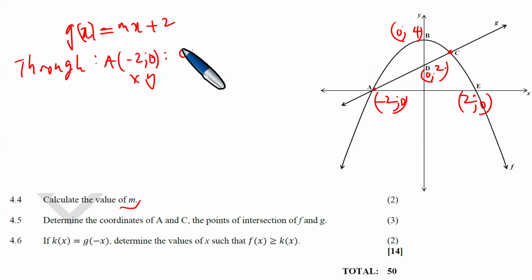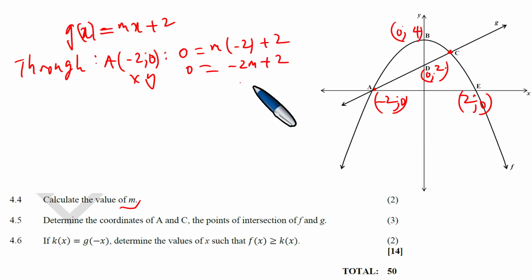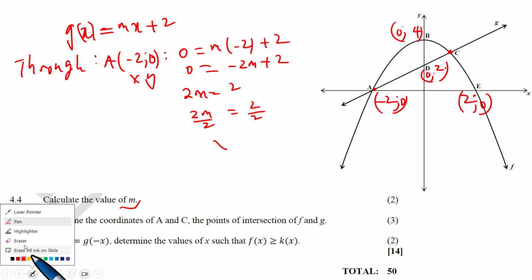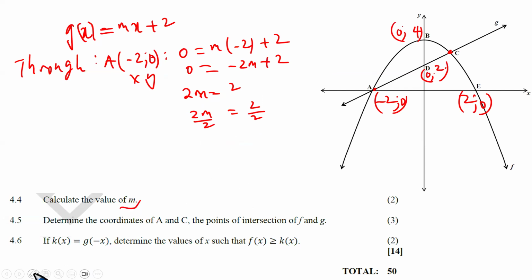So y is 0, which is m times the x, which is minus 2, plus 2. So 0 equals, what is m times minus 2? Minus 2m. You transpose this one, getting 2m equals 2. You divide by 2 on both left and right, getting m equals what? m equals 2.